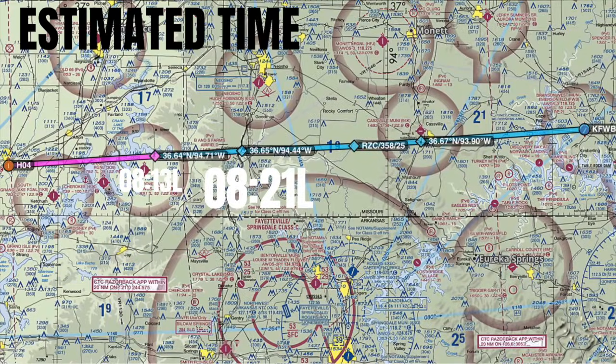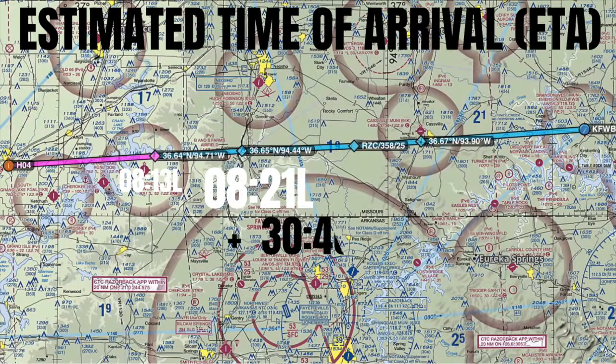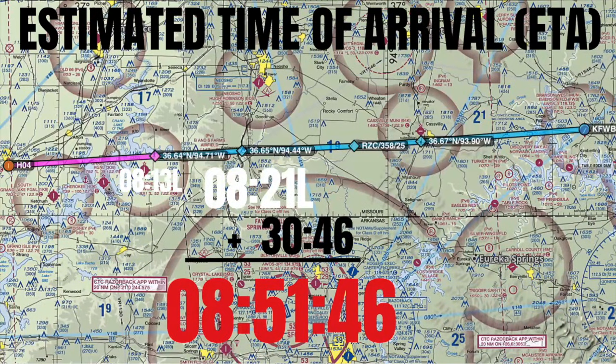If I want to know my time of arrival, I can simply add this time to the time at my last waypoint, which we said was 8:21. So you can see that we'll arrive at West Branson at 8:51 and 46 seconds.